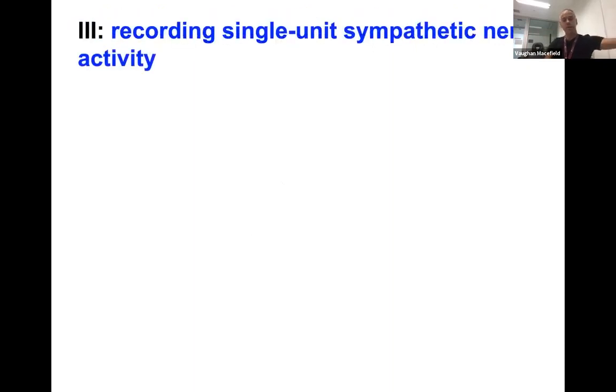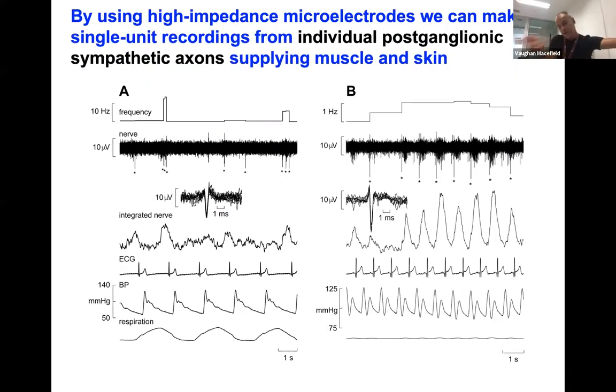Now I'll just talk about recording from single sympathetic axons. We use the same approach, but here we use a high impedance microelectrode. We guide it into the muscle fascicle or a cutaneous fascicle, and we're trying to find sites within the fascicle in which we can see a spike that stands out clearly from the noise. And when we superimpose all these spikes, we can clearly see that the spike morphology is uniform.